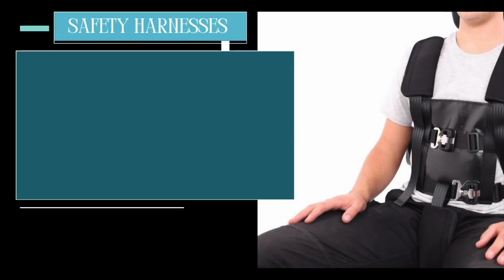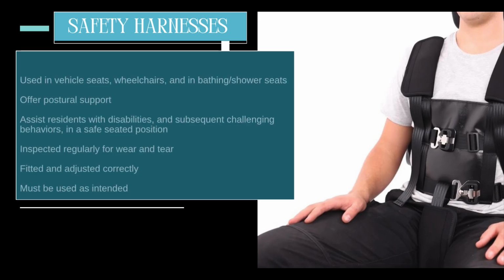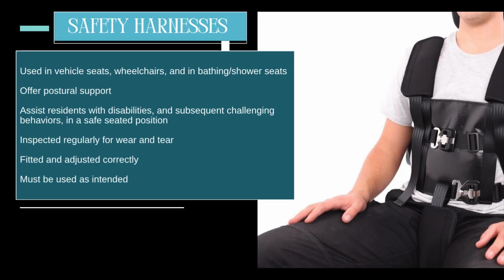Safety harnesses can be used in vehicle seats, wheelchairs, and in bathing or shower seats. They are designed to offer postural support to residents. Safety harnesses are sometimes used to keep residents with disabilities and subsequent challenging behaviors in a safe, seated position for a brief amount of time, such as while in a vehicle. Direct care staff should inspect these devices on a regular basis for wear and tear and ensure these devices are fitted and adjusted correctly. Safety harnesses should only be used to benefit a resident.